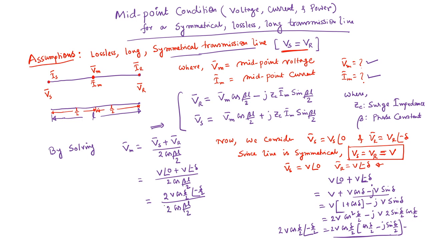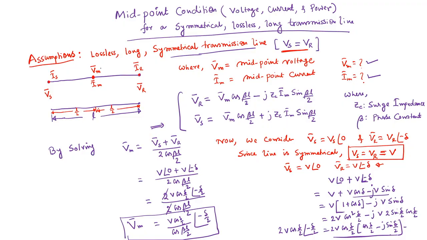Here also there is a 2 in the denominator, so the 2 in numerator and denominator will cancel out. So, what we get is that Vm has a magnitude of V cos delta by 2 divided by cos beta L by 2, and it has an angle of minus delta by 2. So, that is what we get from this solution. That is the voltage at the midpoint: its magnitude is V cos delta by 2 divided by cos beta L by 2, and its angle is minus delta by 2. So, this is Vm.